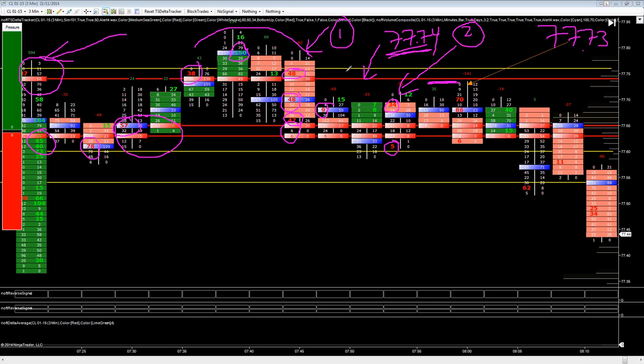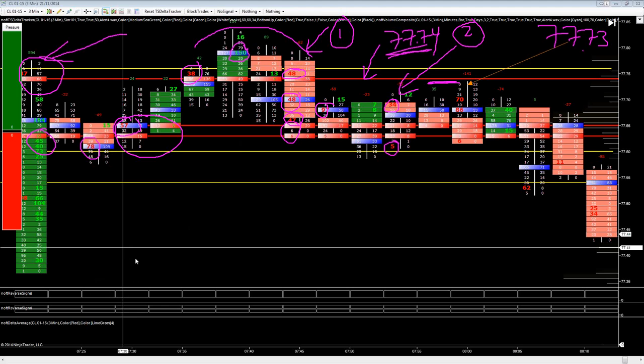Based on what I was seeing, the market should not go above that block seller and that last aggressive seller, that 48 there. Does that make sense to everyone?